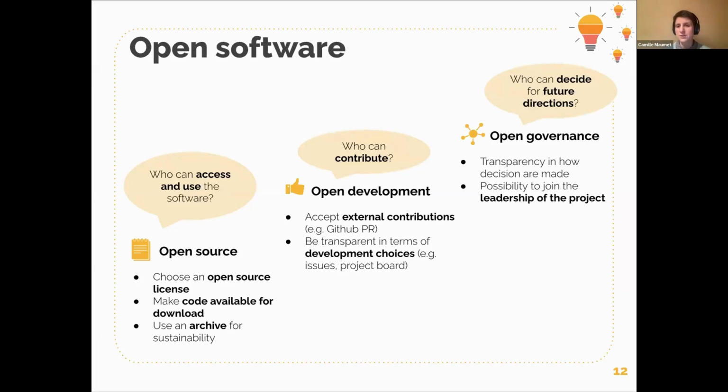And then going one step further, we need to answer who can decide for future directions, and this is the question of governance of the software. So basically, when we make it very practical, when we have a pull request on GitHub, who decides whether this should be accepted or not, on the basis of what? And this is basically reflecting on who has the possibility to join the leadership of the project.